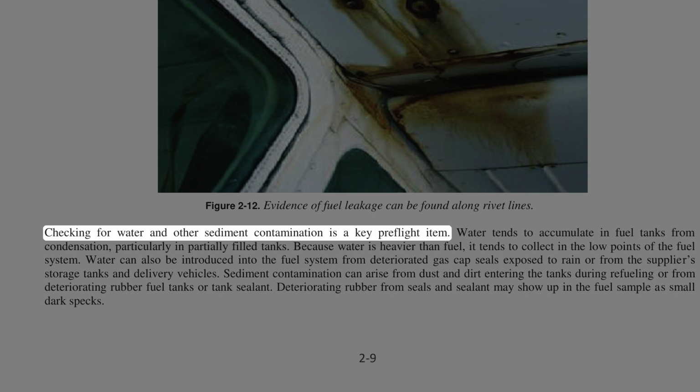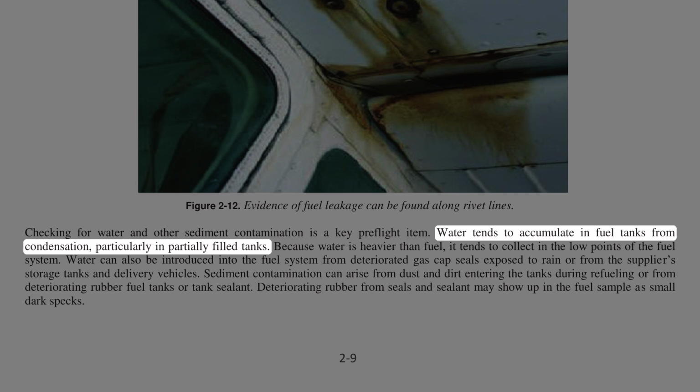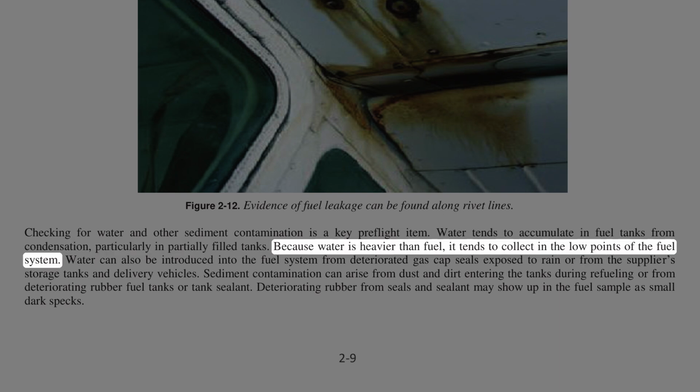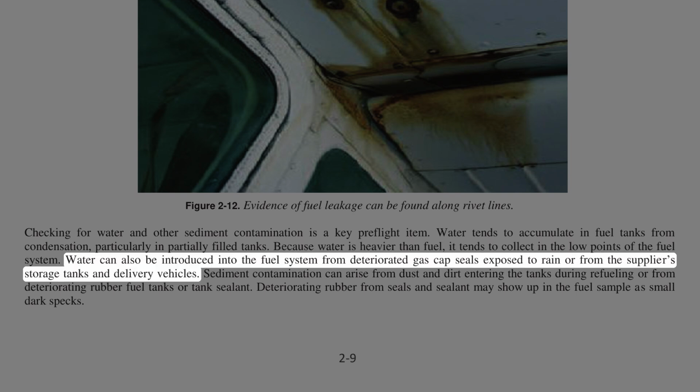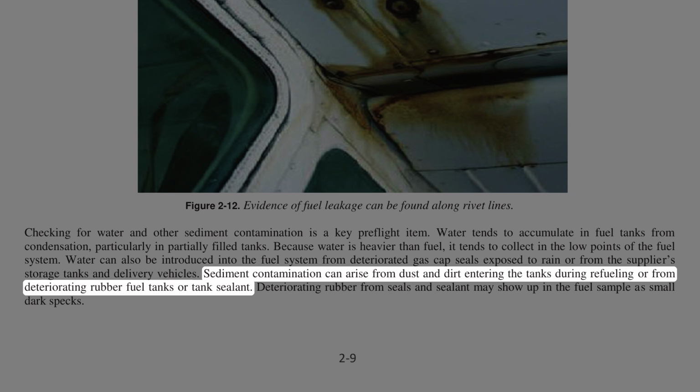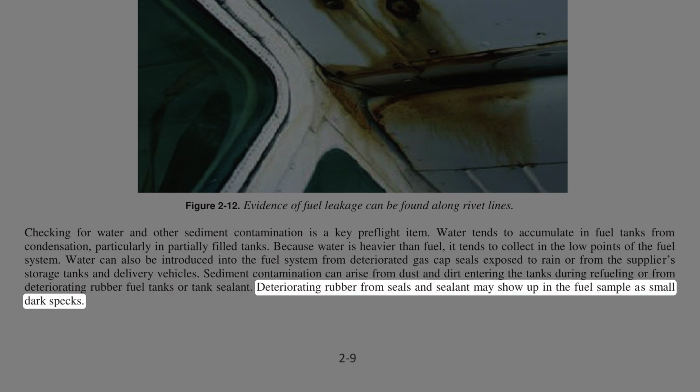Checking for water and other sediment contamination is a key pre-flight item. Water tends to accumulate in fuel tanks from condensation, particularly in partially filled tanks. Because water is heavier than fuel, it tends to collect in the low points of the fuel system. Water can also be introduced into the fuel system from deteriorated gas cap seals exposed to rain or from the supplier's storage tanks and delivery vehicles. Sediment contamination can arise from dust and dirt entering the tanks during refueling or from deteriorating rubber fuel tanks or tank sealant. Deteriorating rubber from seals and sealant may show up in the fuel sample as small dark specks.